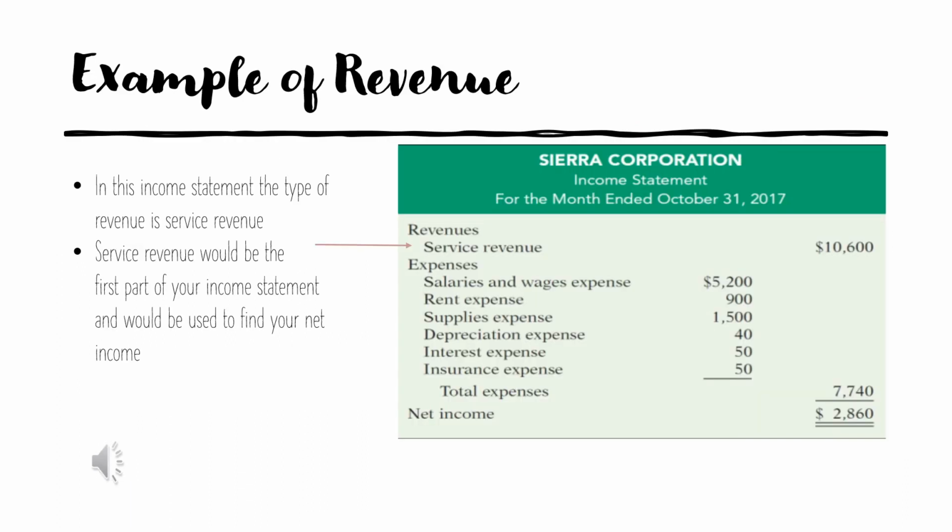In this example shown, revenue is in the income statement. The type of revenue is service revenue. Service revenue will be the first part of your income statement and will be used to find your net income. As you can see in this example, revenue serves as a building block, your very first thing that you have to look for when trying to build an income statement.